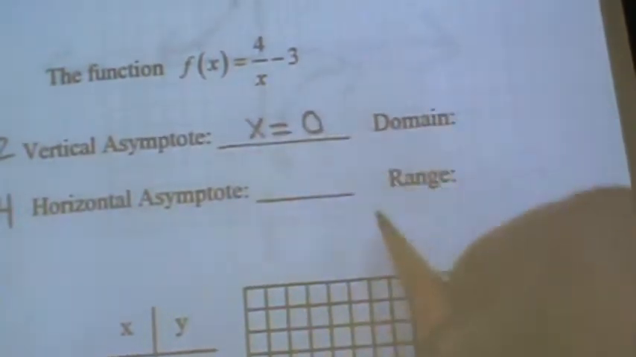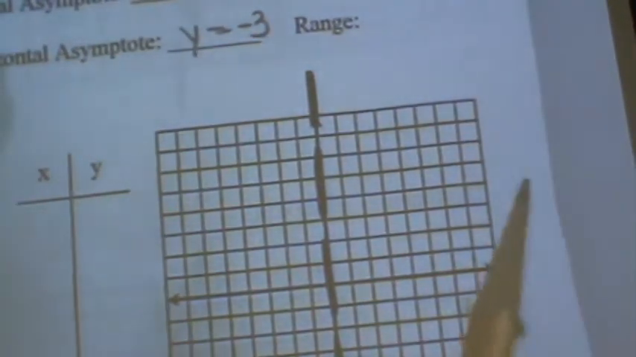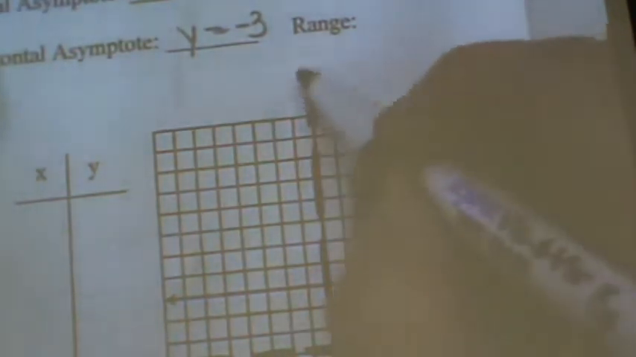Can you tell me what's your vertical asymptote for this one? X equals 0. So you've got, here is one asymptote, here's the other, and how are you gonna graph this one? You're gonna go over 1, up 4, over 4, up 1. And your domain for this is all real numbers, x can't be 0, and the range is all real numbers, y cannot be -3.